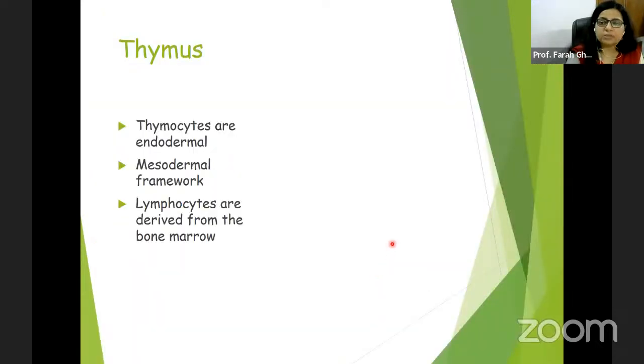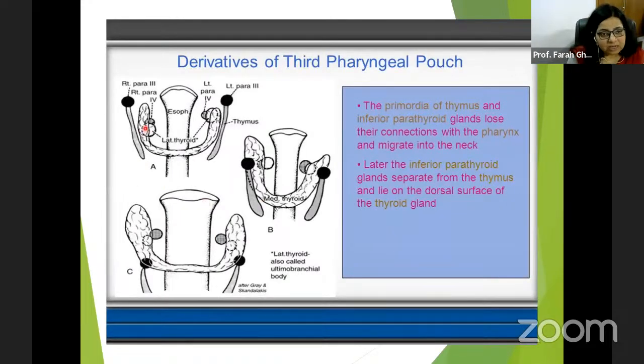Again, when we talk about the thymus, thymocytes are endodermal. That is, they are derived from the third pouch with the mesodermal framework, same as of tonsil, and the lymphocytes are derived again from the bone marrow. So they are also similar in origin as that of tonsil. This is how both the inferior parathyroids and the thymus is carried downward and gets arrested at the lower border.